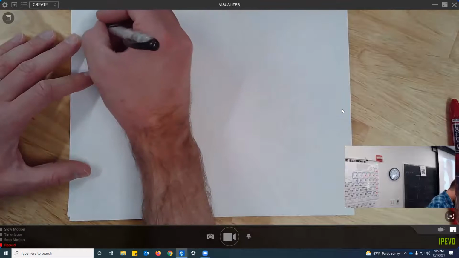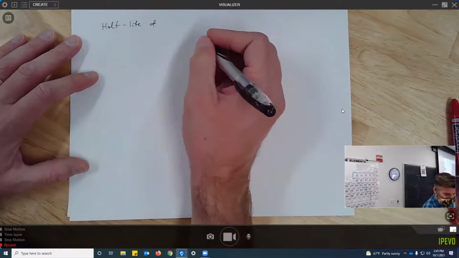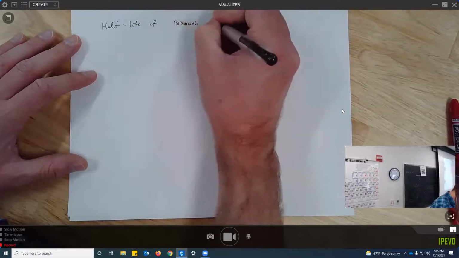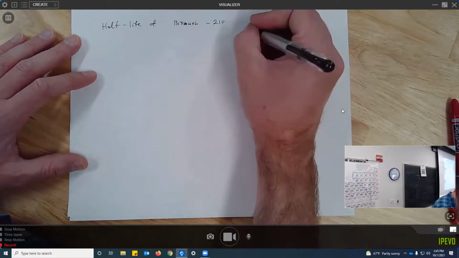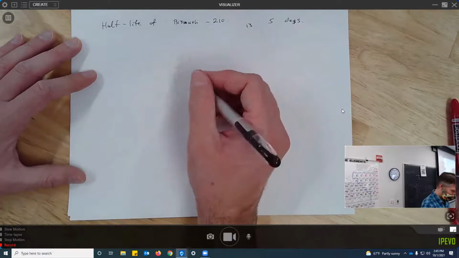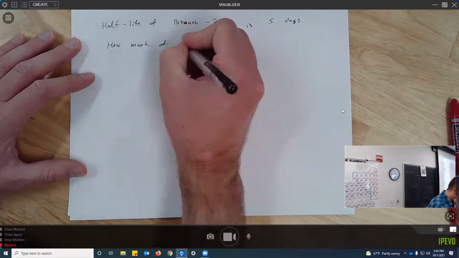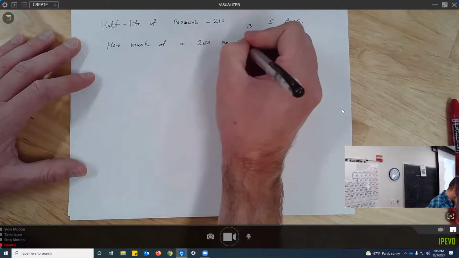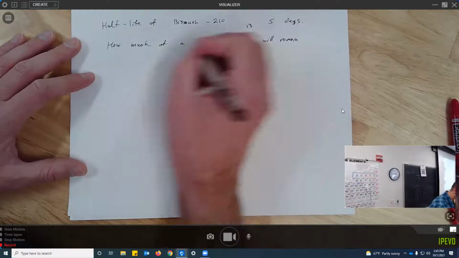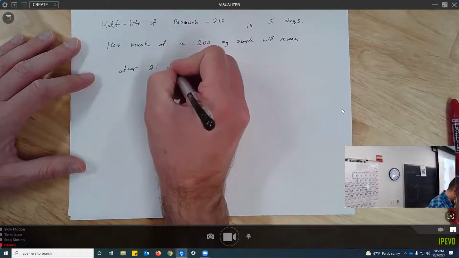So let's look at this one. A half-life of bismuth. Never heard of that. Bismuth 210 is 5 days. Exactly. How much of a 200 milligram sample will remain after 3 weeks? So 21 days.